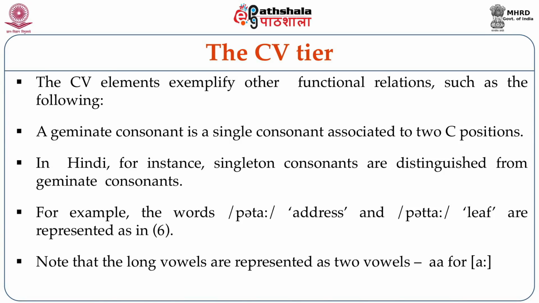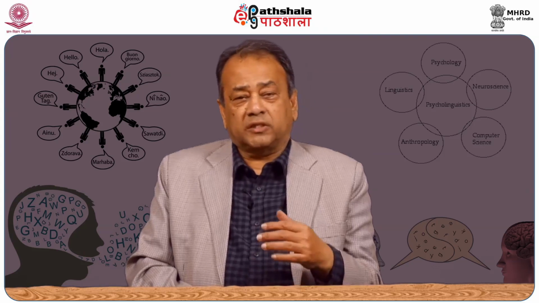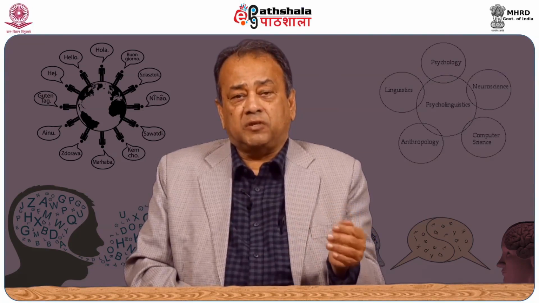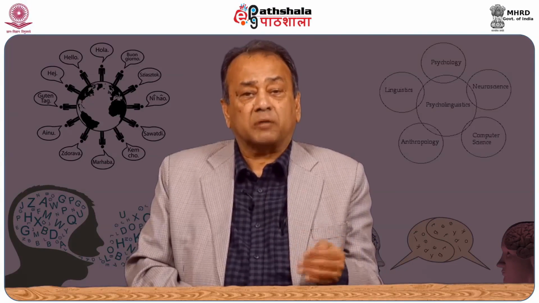Now, pata has a single t segment, whereas patta has two. Now, patta is represented by only one consonantal symbol, ta, just like pata is, but the difference is that in patta, ta being a geminate consonant has two consonant positions on the CV tier. So this is another way of distinguishing between sounds. That is, the CV tier has a certain function. It distinguishes between different types of segments.